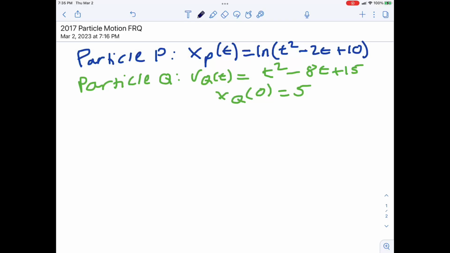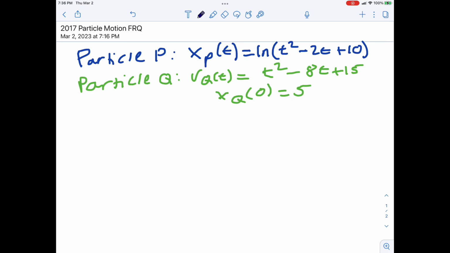I want to go through how to do the 2017 Particle Motion FRQ. So I'll start by reading the problem, which is: two particles move along the x-axis. For 0 ≤ t ≤ 8, the position of particle p at time t is given by p(t) = ln(t² − 2t + 10), while the velocity of particle q at time t is given by v(t) = t² − 8t + 15. Particle q is at position x = 5 at time t = 0.